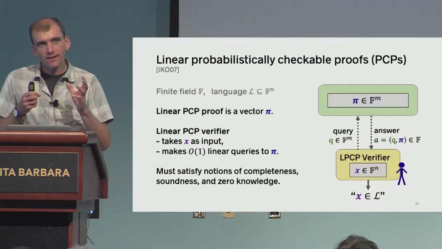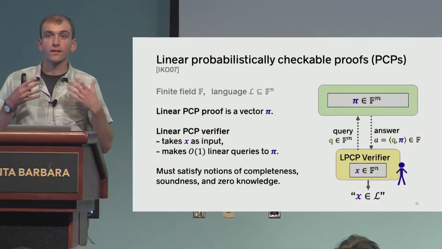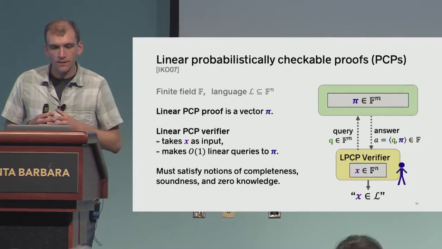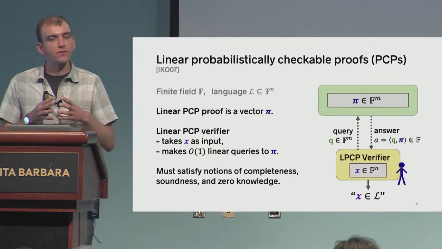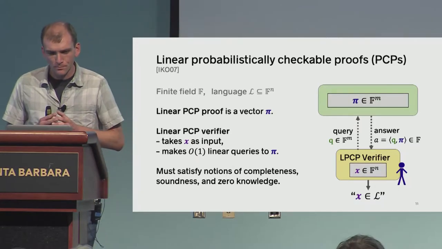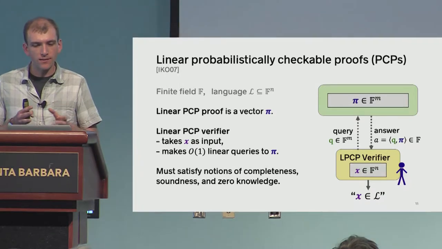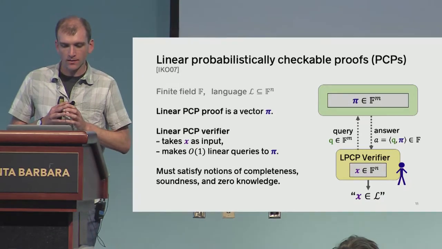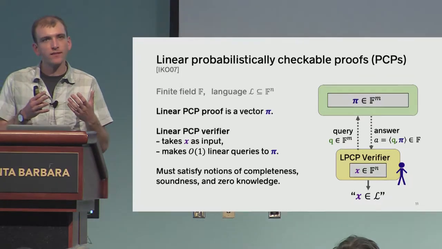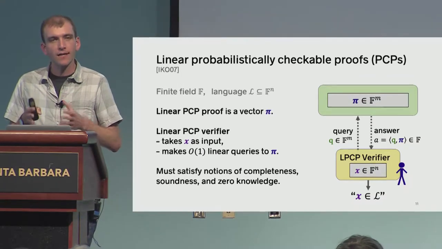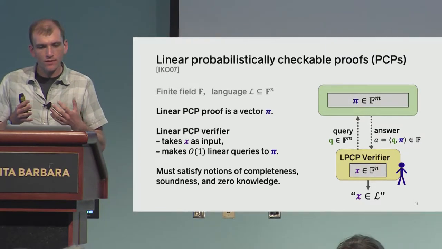I think the easiest way for me to describe what a fully linear PCP is is first to recall what a linear PCP is. This is a notion of proof that's been around for more than 10 years and has been used in a bunch of cryptographic constructions. What a linear PCP proof is, is just a vector. That's what the proof looks like. And this proof is asserting that some input X is in some language L. The way the verifier checks the proof is kind of unusual.